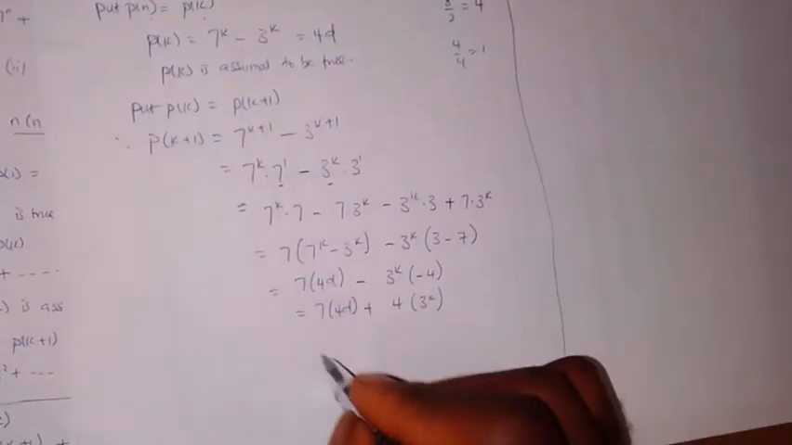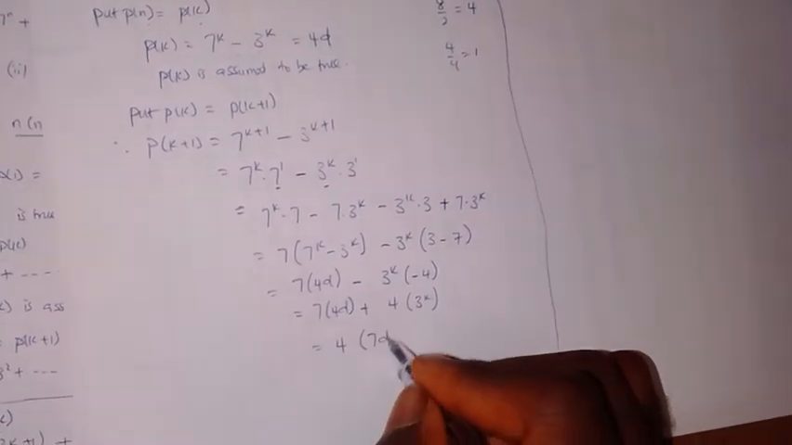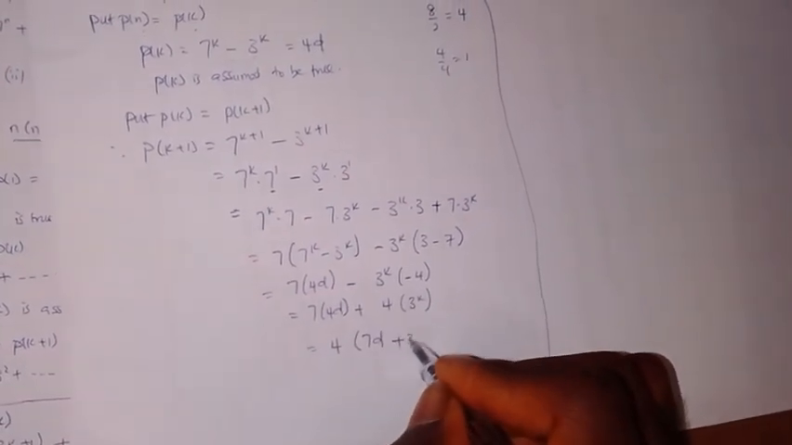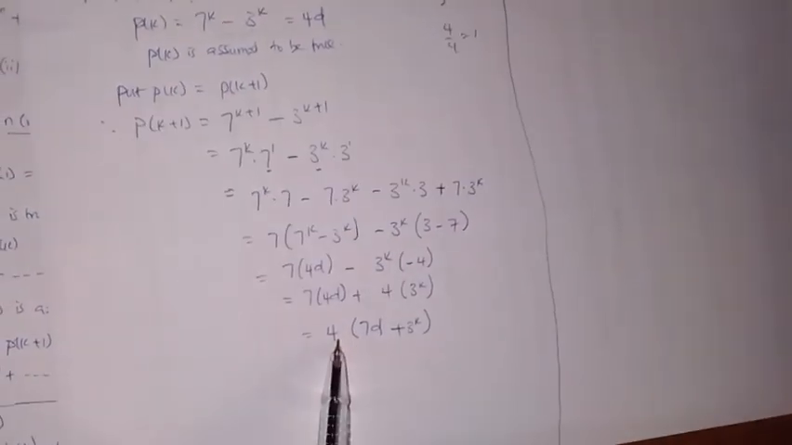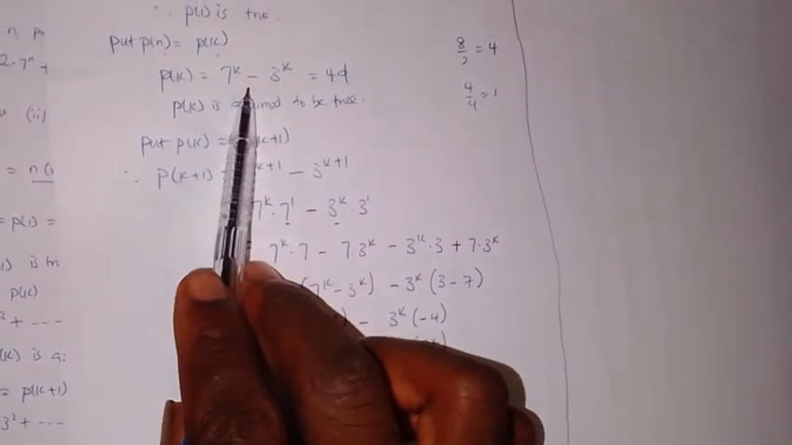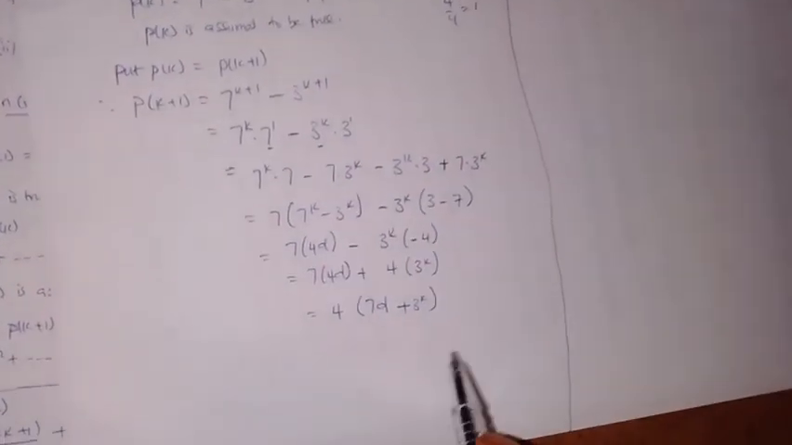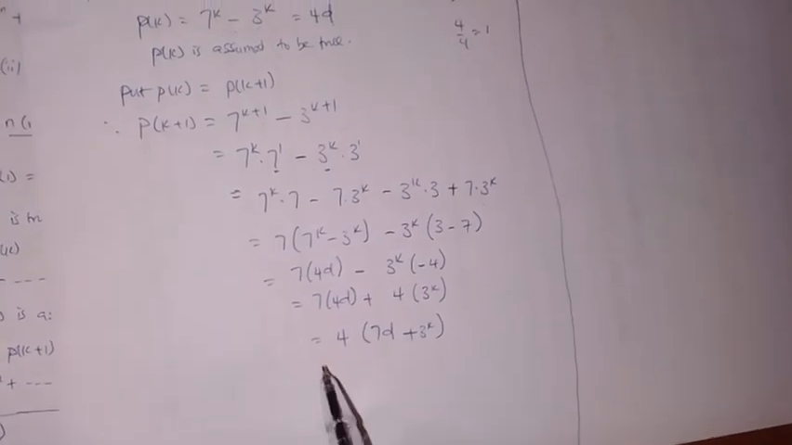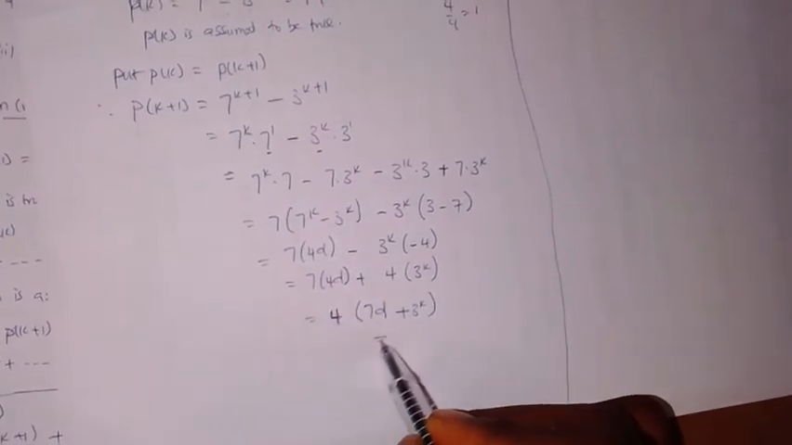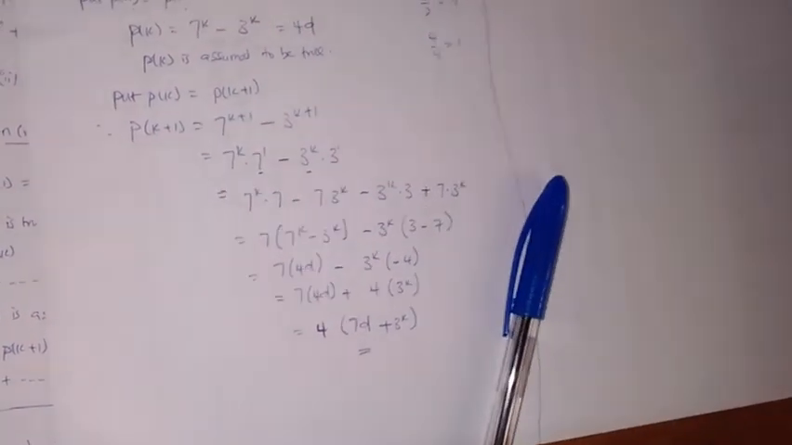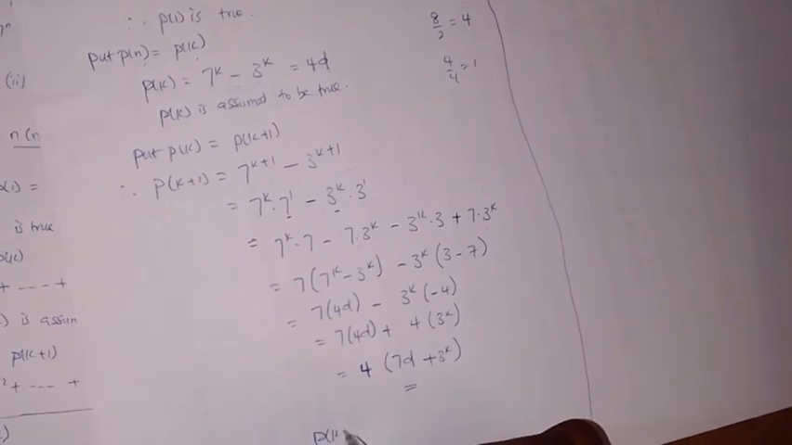Then from there, what's common? 4 is common, isn't it? If 4 comes out, what remains? 7d plus 3 raised to the power k. So it means this is a multiple of 4. From here, if I divide this by 4, I'm going to get a constant. After I solve the question completely, I have this to be a multiple of 4. So this 4 has to be out to prove your answer. And P of k plus 1 in that case is now true.